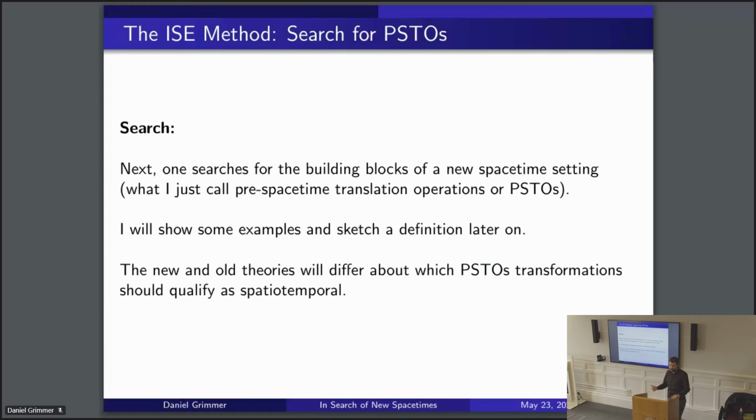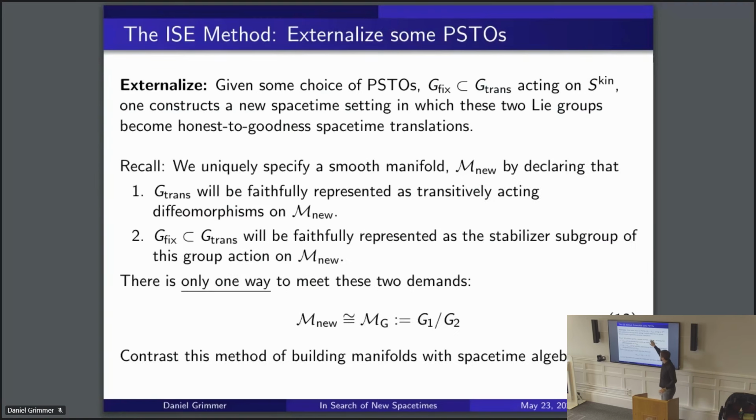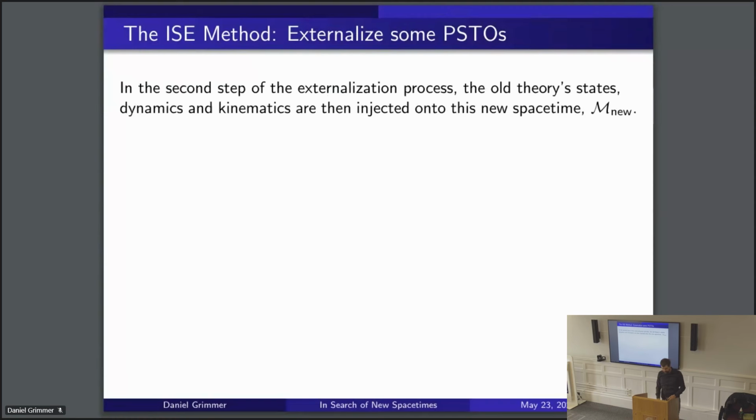They're whatever you want them to be, given certain constraints that I'll talk about in a moment. Right? And then we build a new spacetime from them in which they are honest-to-goodness spacetime translations. Very different from spacetime algebraicism.